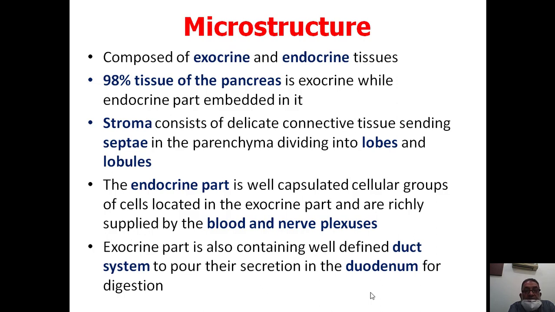So the exocrine part consists of the pancreatic acini and a well-defined duct system, and secretes various important enzymes. These enzymes first pour into the lumen of the acini, then into the duct system, ultimately into the second part of the duodenum, combined with the bile duct.